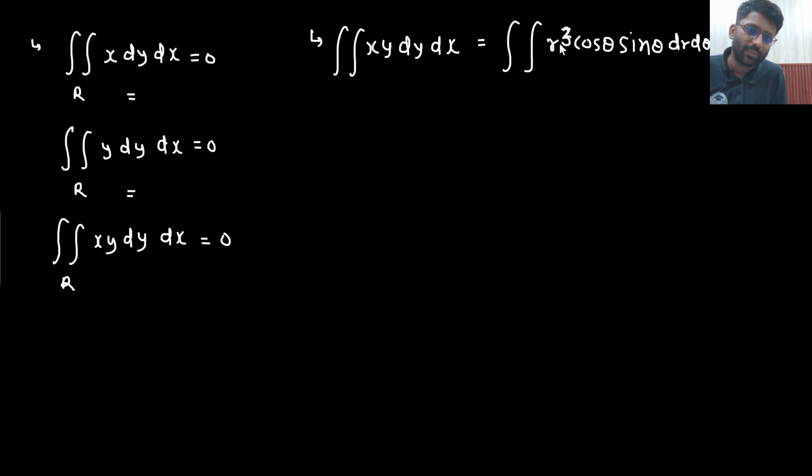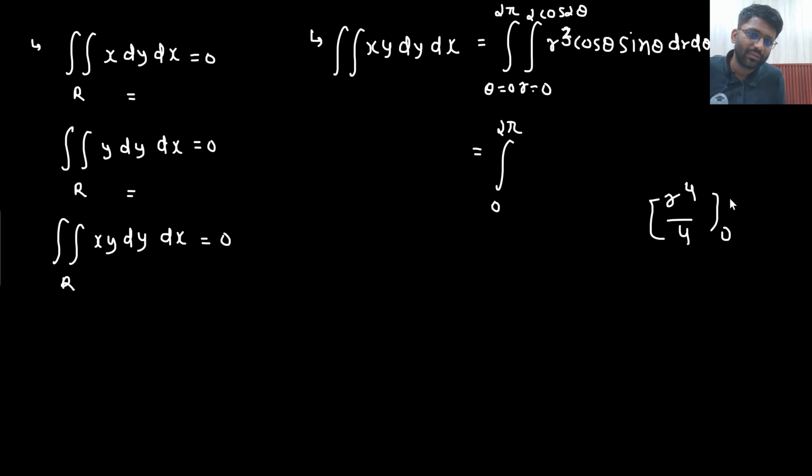So this will become r cubed. You understood, no? x equals r cos theta, y equals r sin theta, dy dx is r dr d theta. So r cubed it has become. r is going from 0 to 2 cos 2 theta, theta is going from 0 to 2 pi. So what will you get? This will become r to the power 4 divided by 4, and you need to put 0 to 2 cos 2 theta.